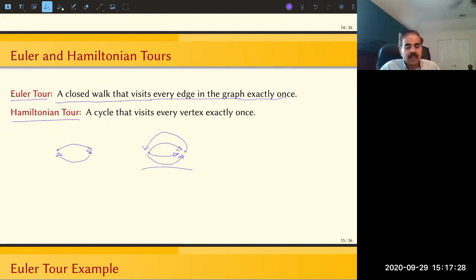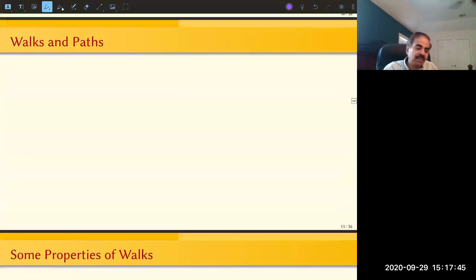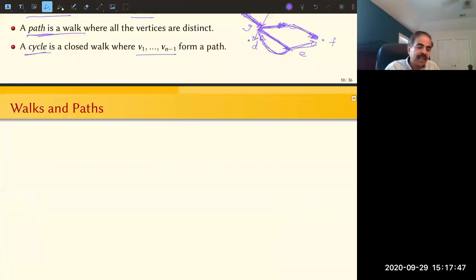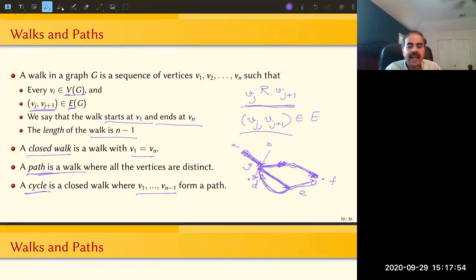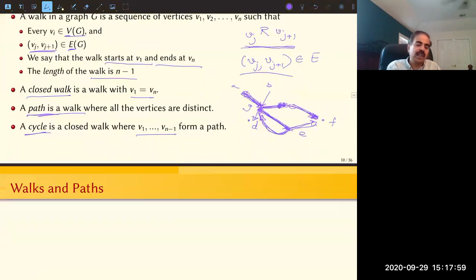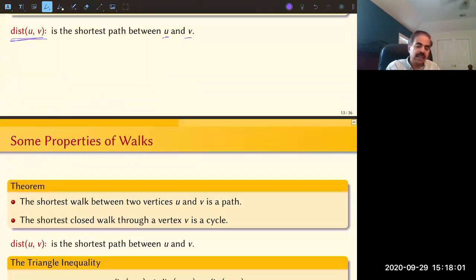But when you look at problems involving Euler's tour, I will typically have graphs where there are multiple arrows going forward and backward between any two vertices. Whereas the way we define graphs here, it's like a relation. And so if Vj and Vj plus 1 are related, we will just say it once, and there'll just be one edge from Vj to Vj plus 1 in that setting, right?